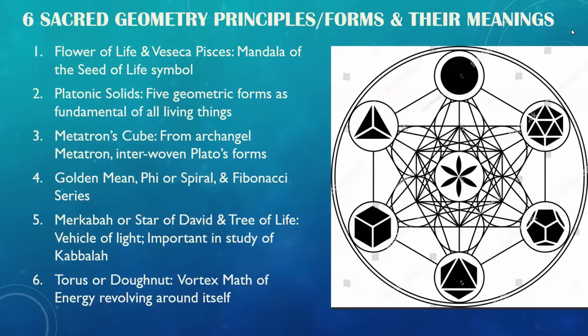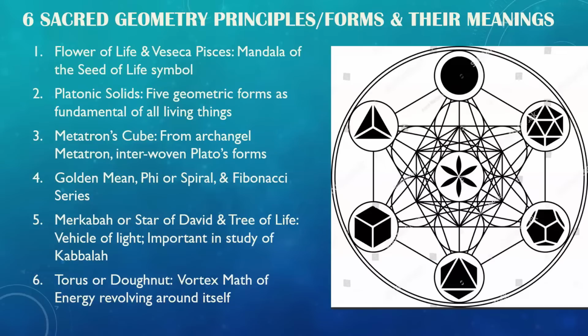The next is a group of Platonic solids developed by the great philosopher of Western tradition, Plato, that he portrayed as a fundament of all living things. And those are depicted in this glyph here, going around the circle, and the void in the top. Metatron's cube is the third one, and it's from the archangel name. And it's a representation of the Platonic forms along with some of the flower of life symbols.